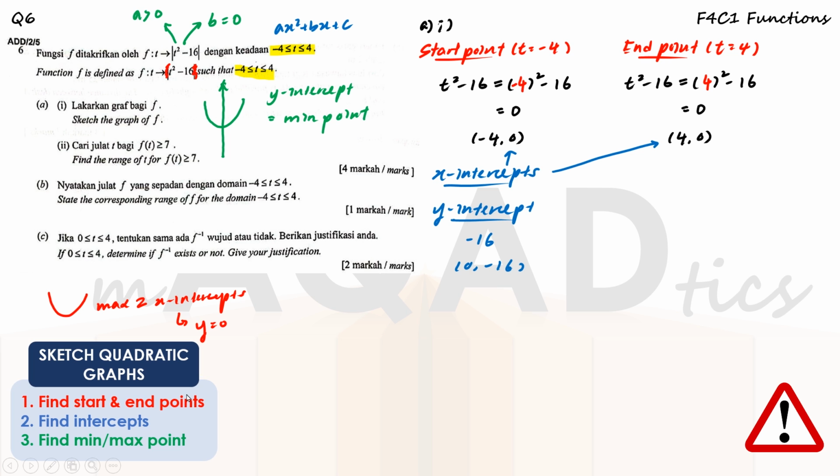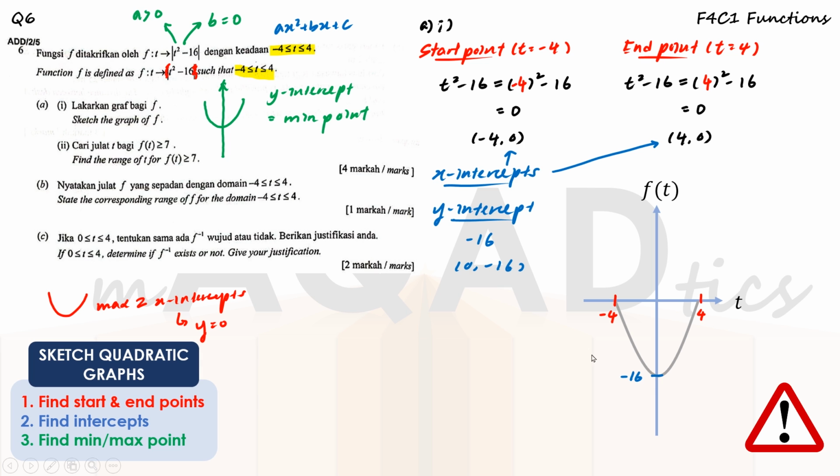Okay, so here we don't have to find this point anymore, because we know that the y-intercept is the midpoint, so this is the midpoint, 0, negative 16, right? So let's plot these 3 points in this graph. So if we join them, it will be something like this.